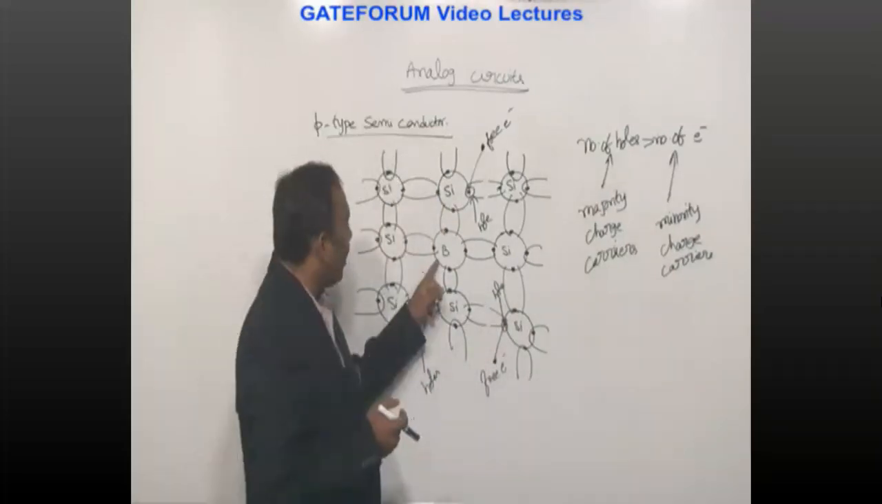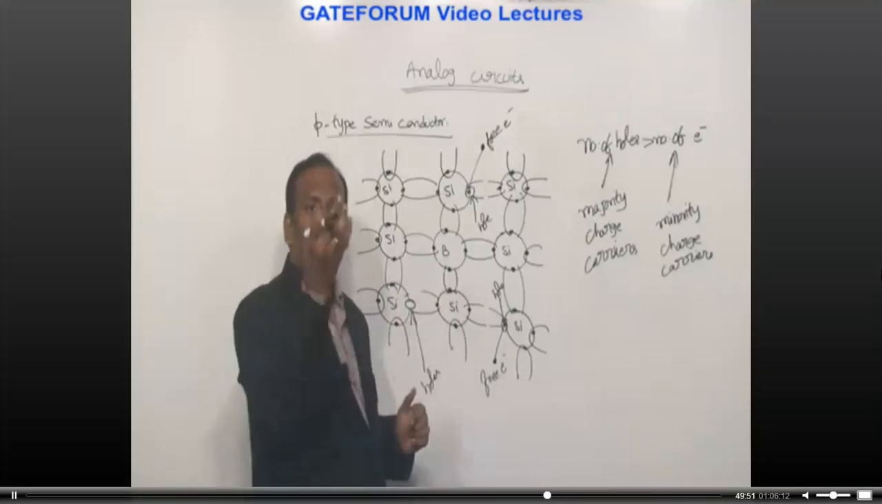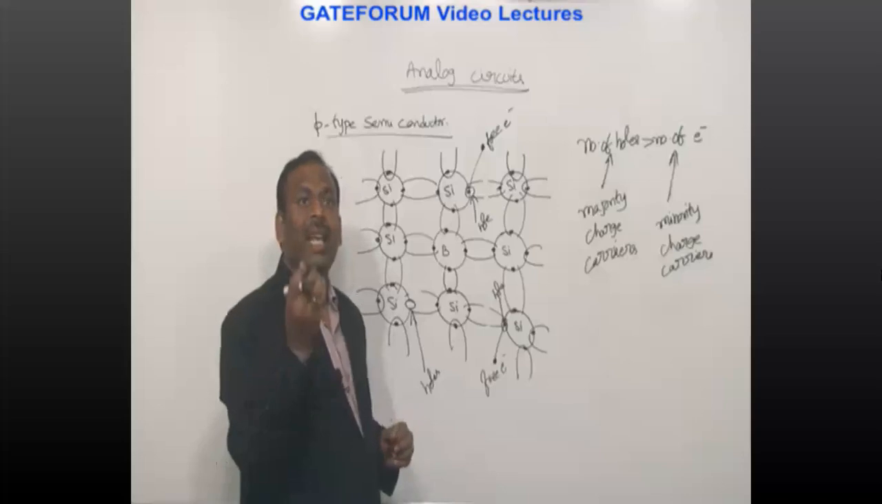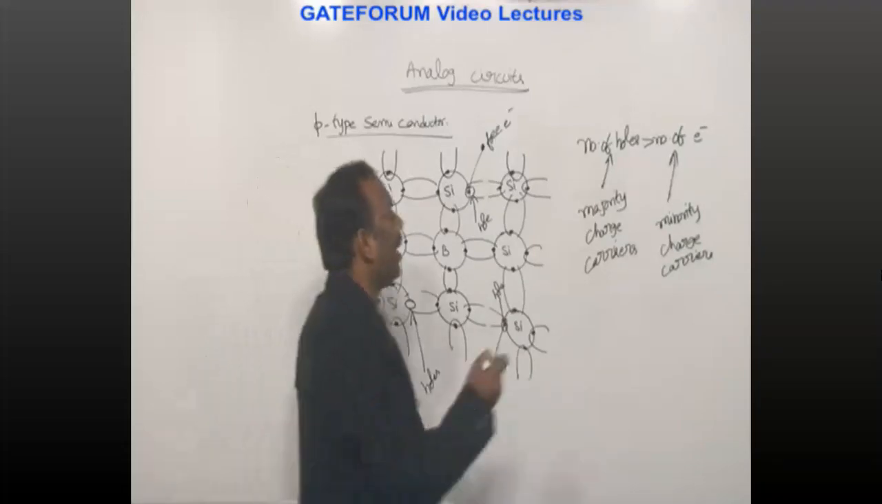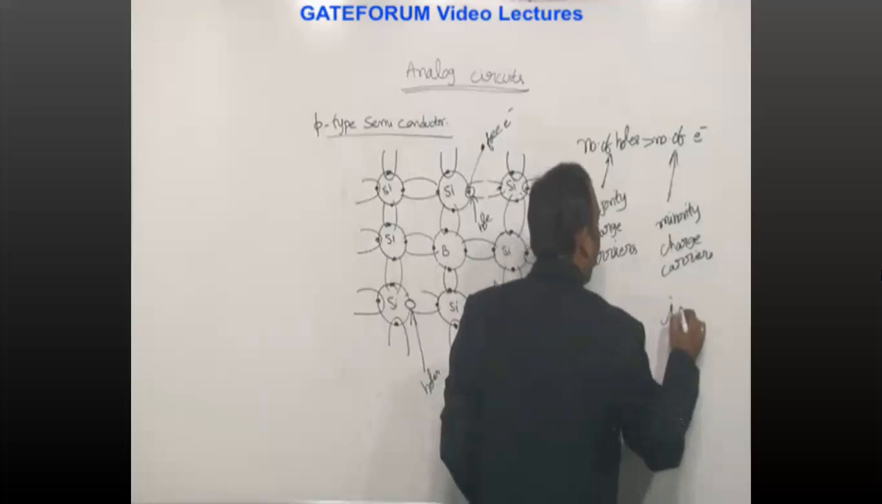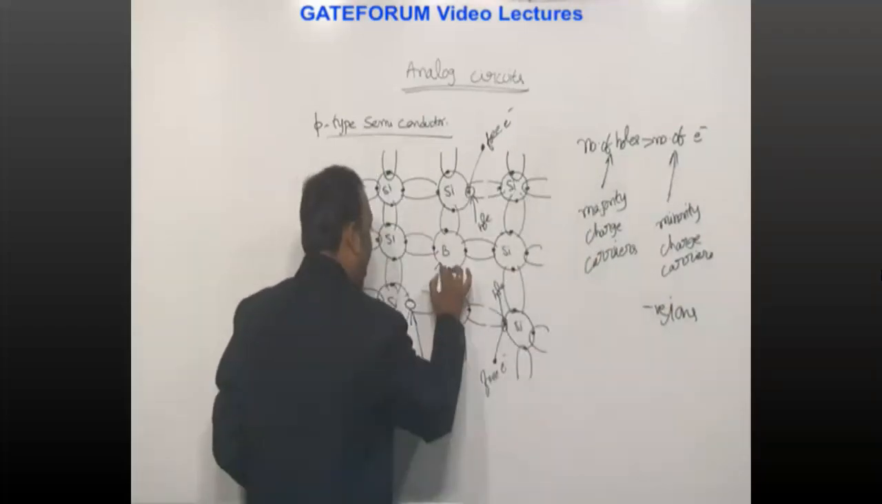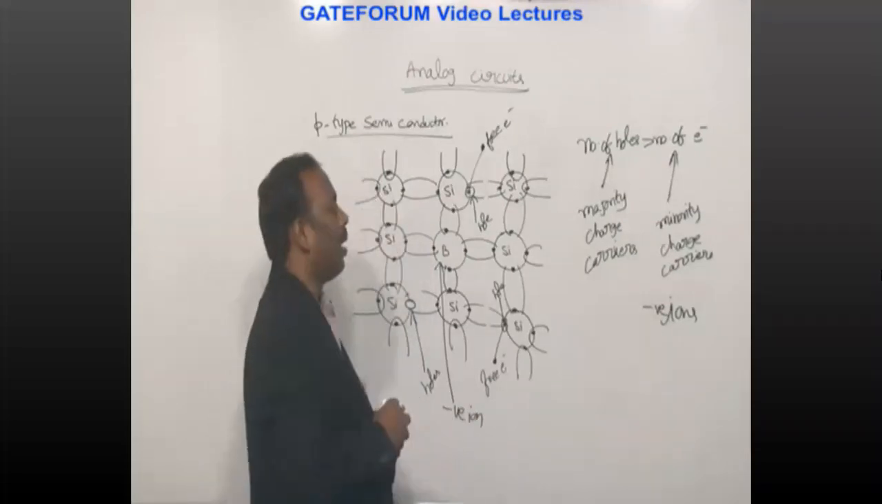Why? This boron atom attracted one electron. That means it has accepted one electron, and when it accepts an electron, it becomes a negative ion. Therefore, here ions will be added. That means this boron becomes a negative ion.